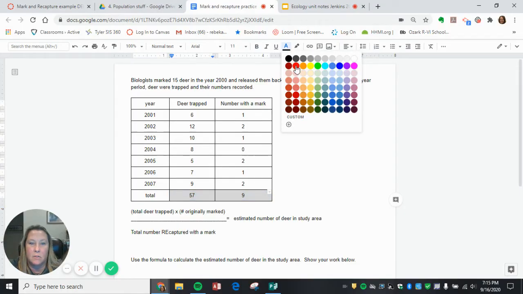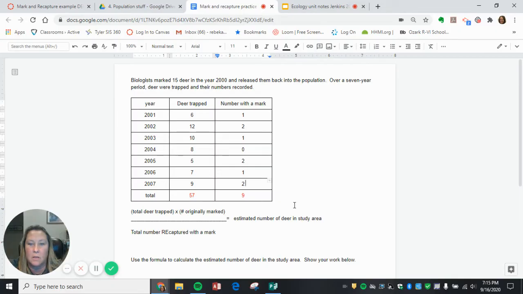I might make those a different color so you can see what I'm doing. Then you just plug these numbers in to estimate the population of deer in this area. The total deer trapped are 57. The number originally marked is 15. So you take 57 times 15 and then divide that by the number recaptured with a mark, which is 9. So it's 57 times 15, the ones originally marked, divided by 9.